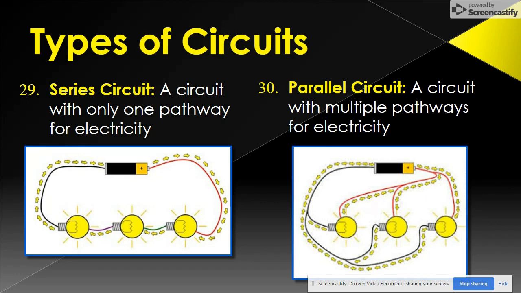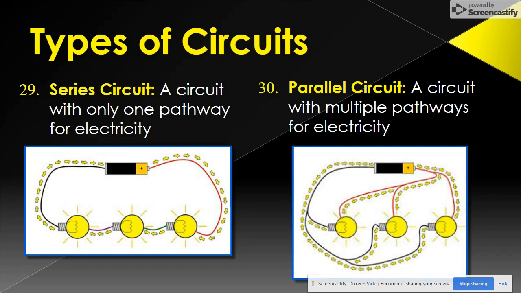On the right is a parallel circuit, in which there are multiple pathways for electricity to take. In this example, each of the bulbs has its own individual parallel path within the circuit, so if one bulb is broken or removed, it will not interrupt the flow of current to the other 2 bulbs, and they will stay lit.